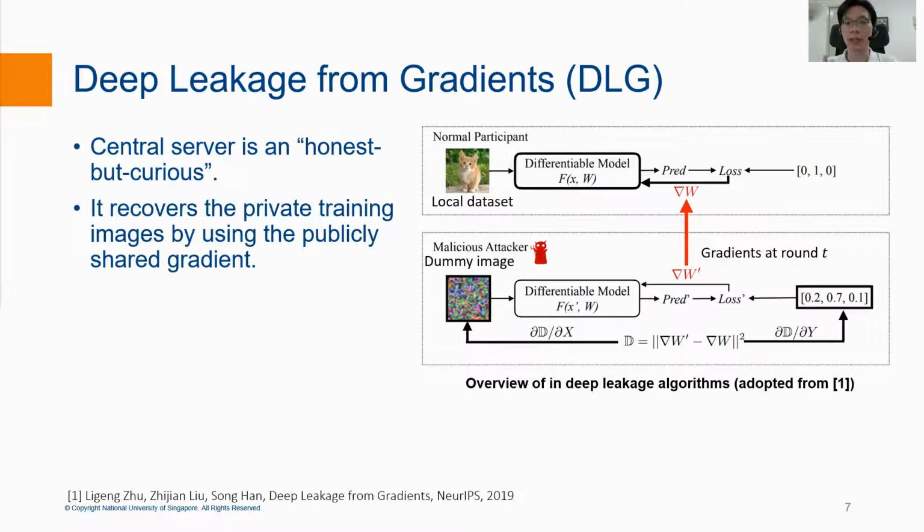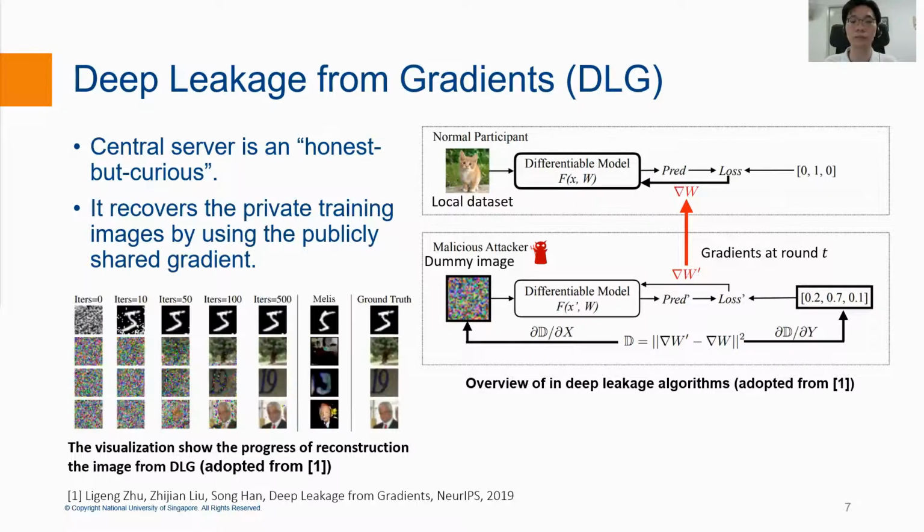They will optimize the dummy image and dummy label in the direction that minimizes the difference between the dummy gradient and the true gradient. When the dummy gradient gets closer to the true gradient, the dummy image and dummy label will be reconstructed accurately, as you can see in the left figure.